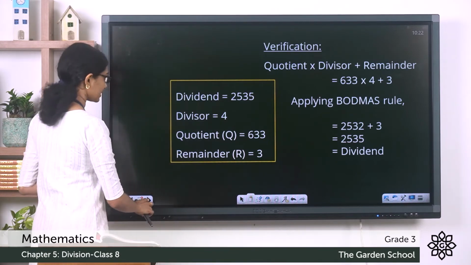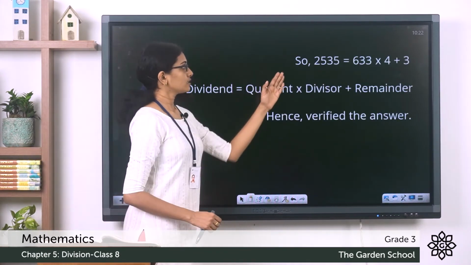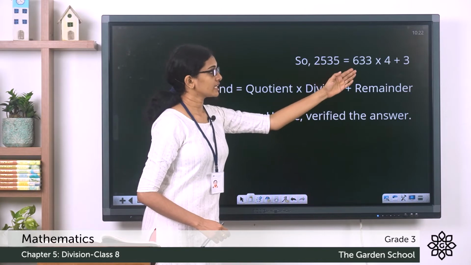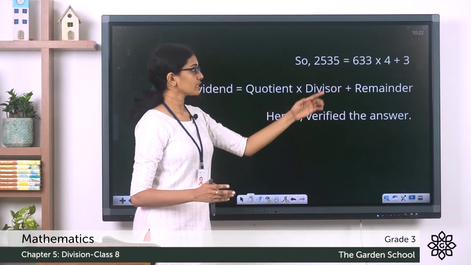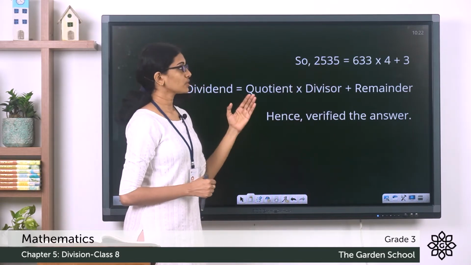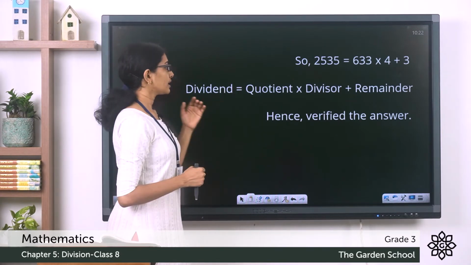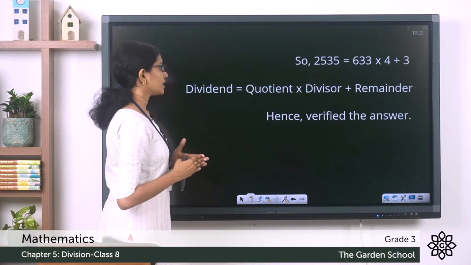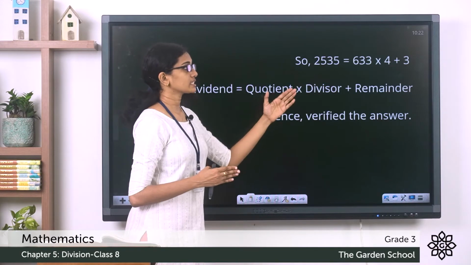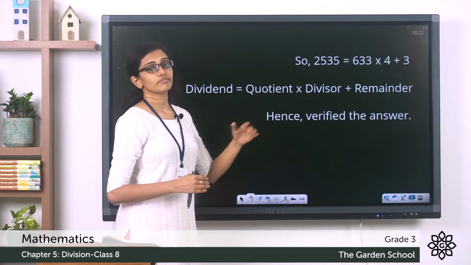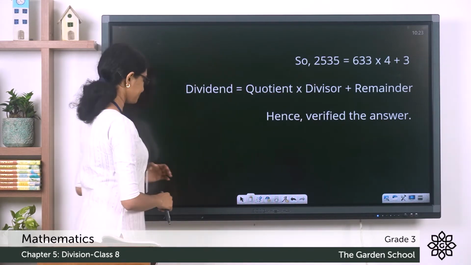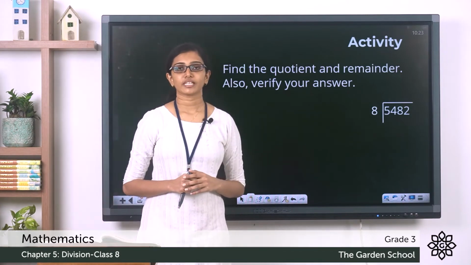I hope you are clear with this now. See, doing the calculation 633 into 4 plus 3 gives you the dividend 2535, or since dividend is equal to quotient into divisor plus remainder, we can say we verified the answer. Clear? We'll do one question as an activity.